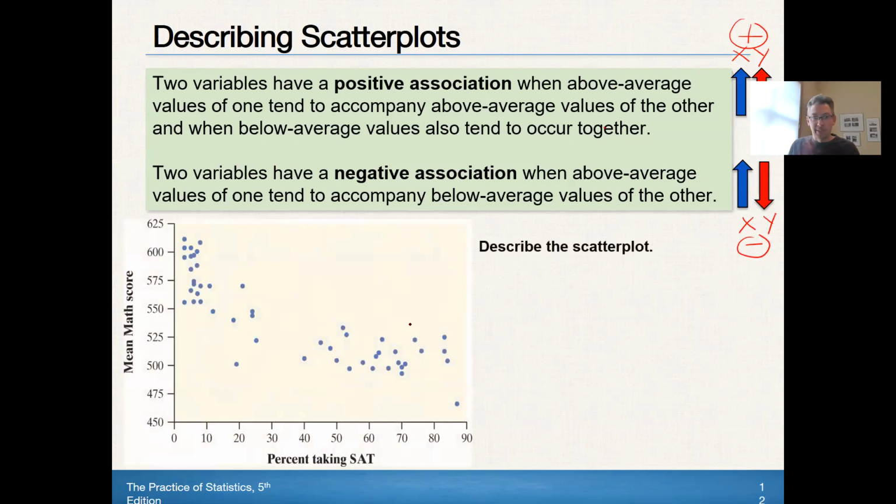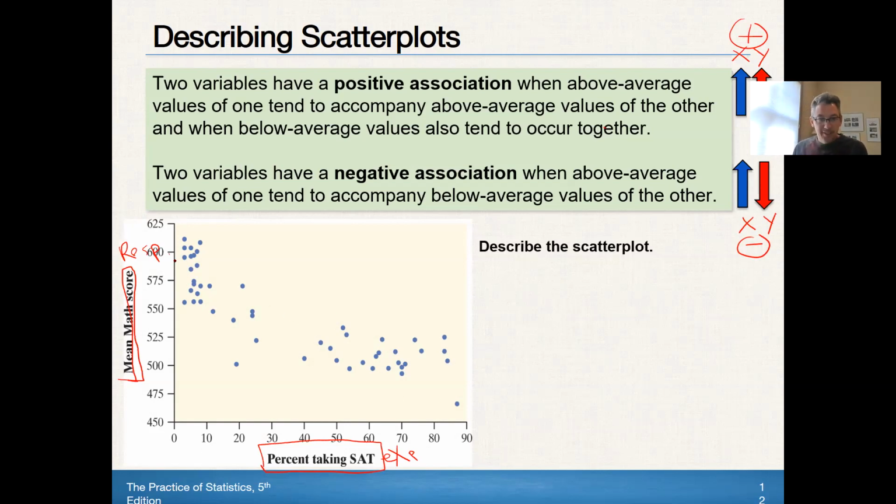So I'm going to show you one more example, again, a totally different context here. This is looking at the 50 states. So every dot here is a state. And what we're looking at is the percentage of students in that state that take the SAT. Notice it says SAT, not ACT. So this is your explanatory variable. And then the mean math score on the SAT, this is your response variable. So we're trying to use the percentage of students taking the SAT in each state to help explain what's the mean math score.